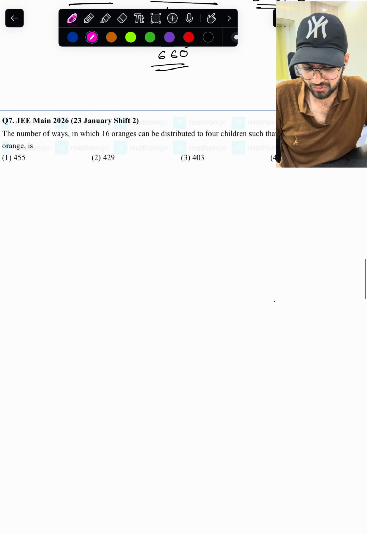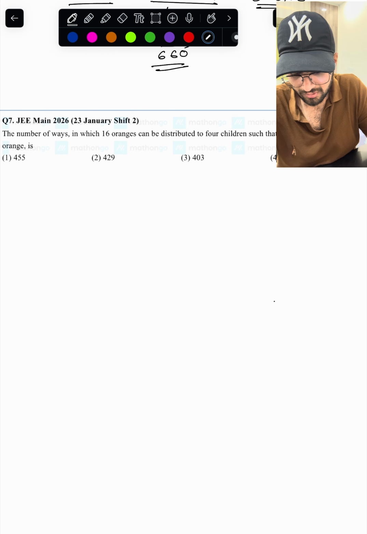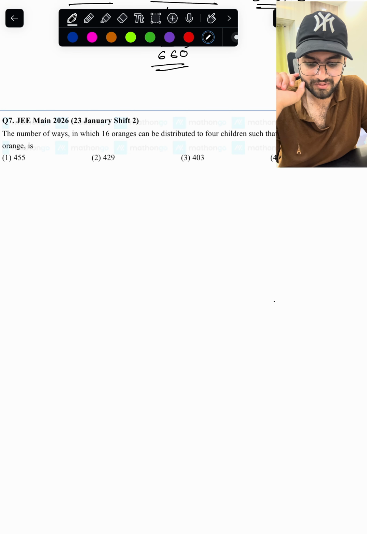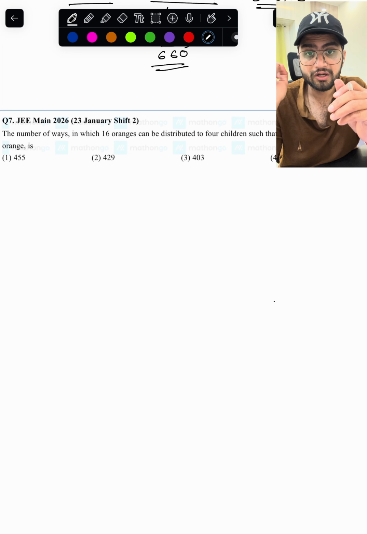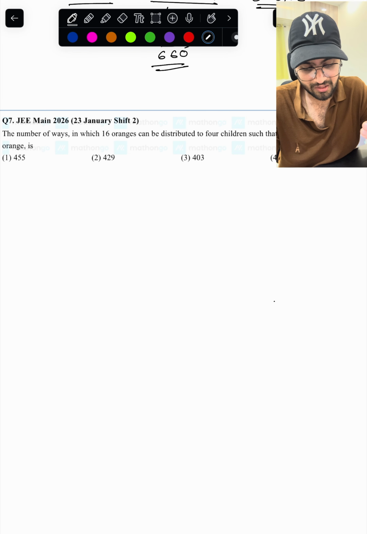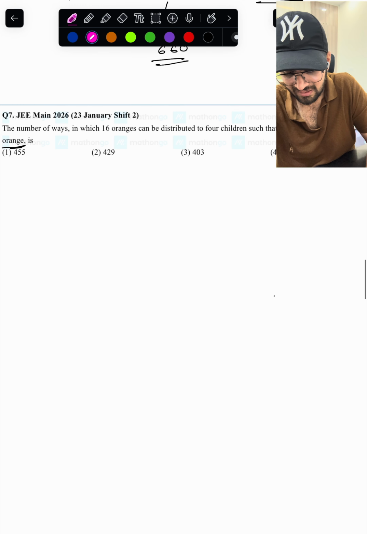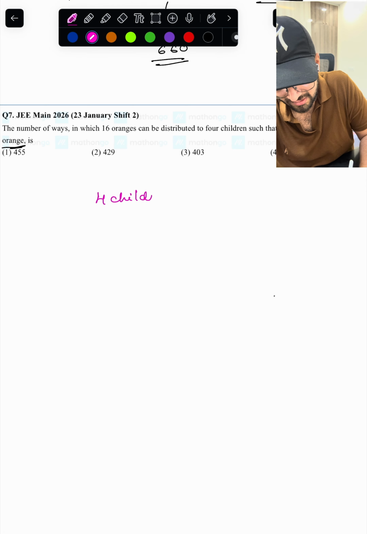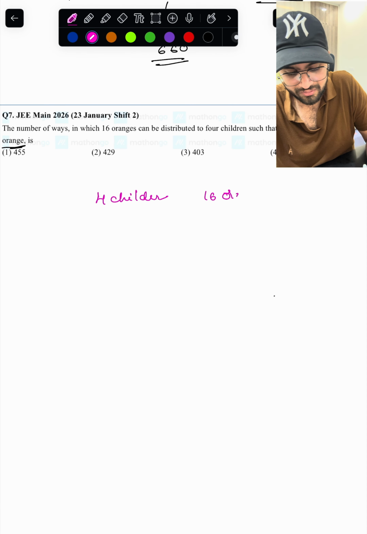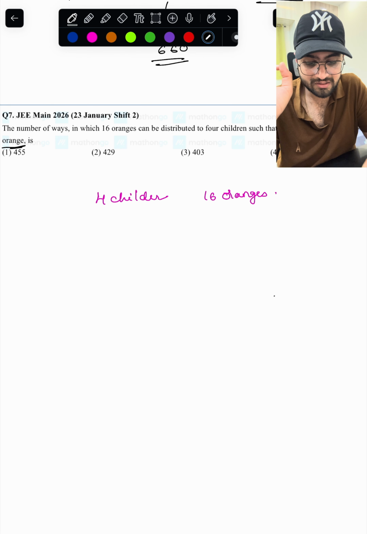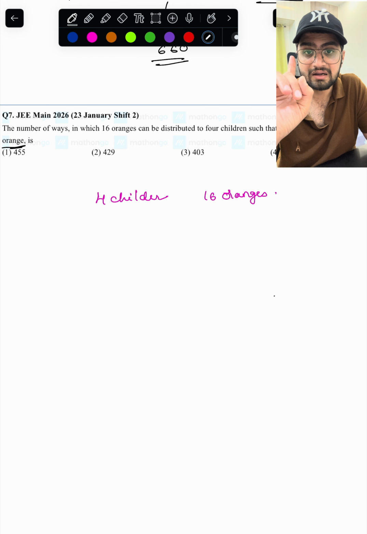Now let's move to question number 7. The number of ways in which 16 oranges can be distributed to 4 children such that each child gets at least 1 orange. It's a pretty direct question. So that means there are 4 children. We need to give 16 oranges. Okay, and each child should get at least 1 orange.